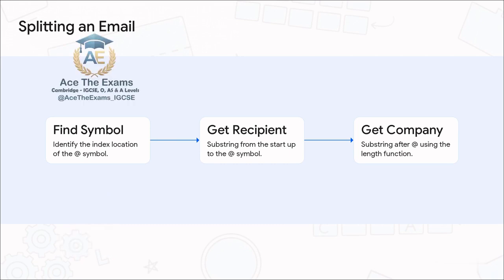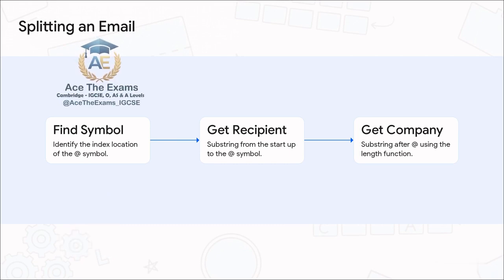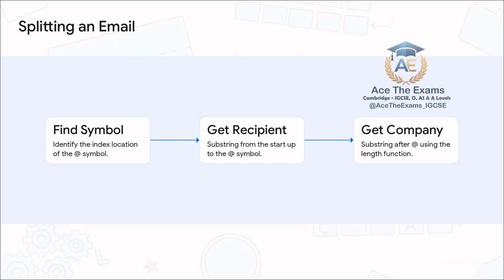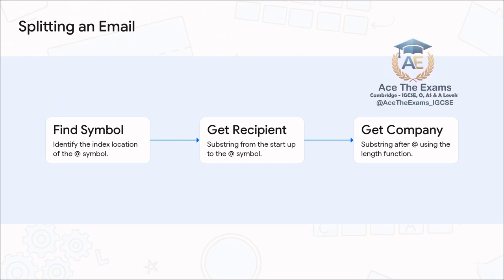Step 3 is the slightly trickier one, getting the company domain. You need to substring starting from the index after the @ symbol. But how many characters do you grab to get to the end?